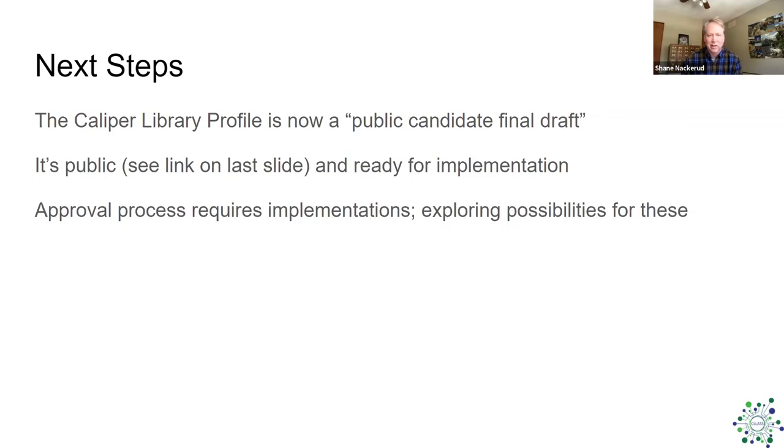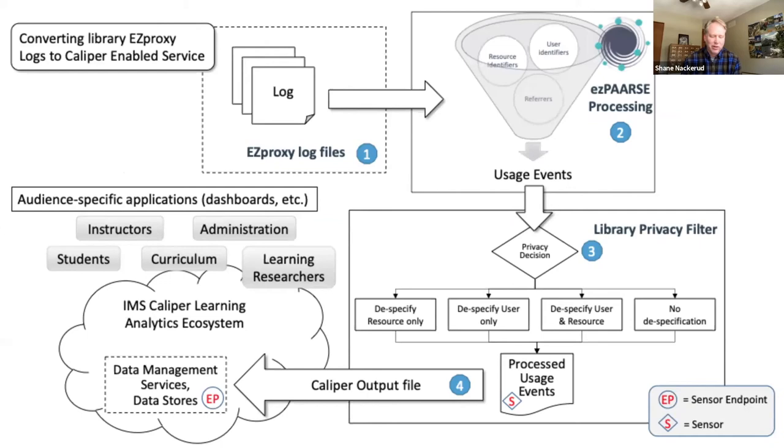So again, we worked with OCLC to think about and model how to standardize processes and workflows and create really a new tool that could be used to create Caliper output based on Easy Proxy logs, Caliper output in the form of this new Caliper library profile. So you can see in this slide, there's a number of steps in this. So we take the Easy Proxy logs and we feed them into this new tool, and the second part of the process, which we call the enrichment process.